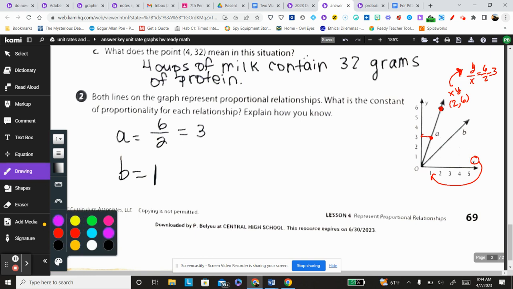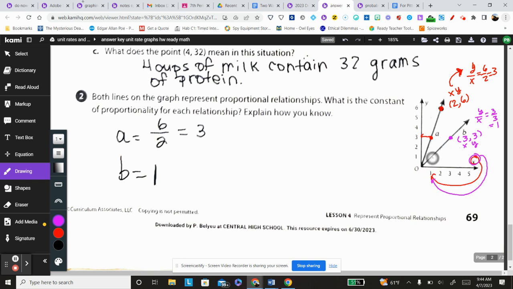Or for line B, you could have chosen something like this. That's the ordered pair 3, 3. So if you take Y and divide it by X, 3 divided by 3 is 1. Or you could have found an X of 1. There's an X of 1, and then it goes to a Y of 1. So I could tell that here the unit rate is 1. Here the unit rate was 3. Does that make sense?